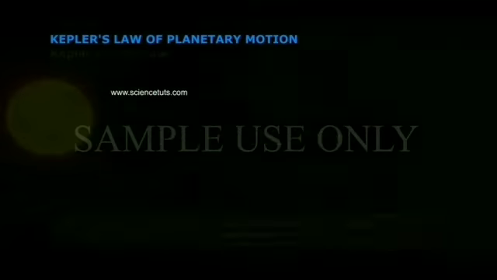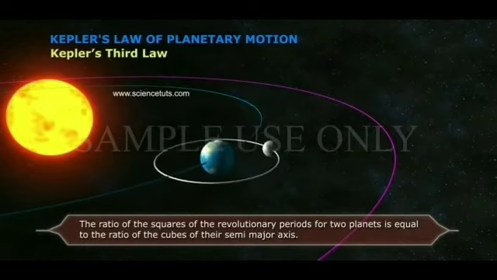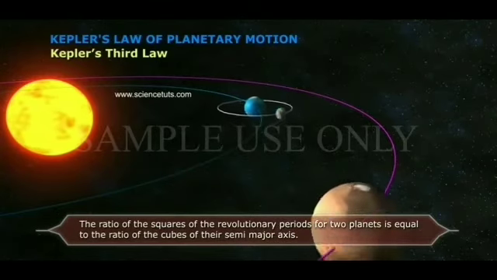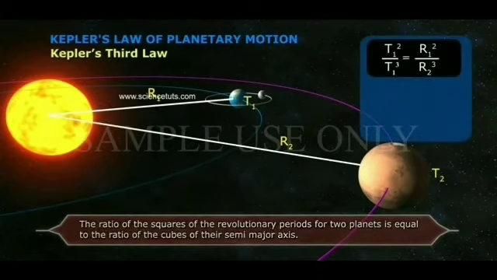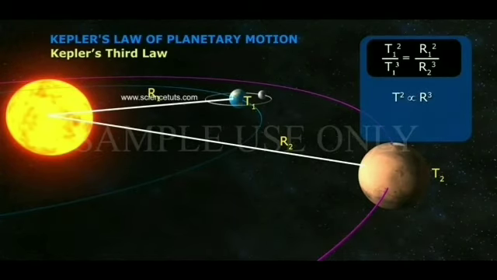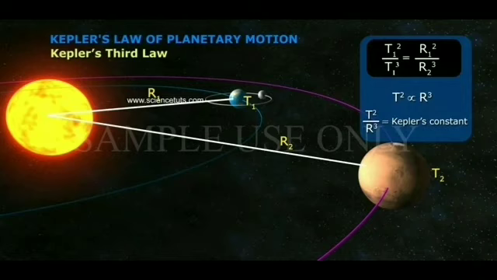Kepler's third law: the ratio of the squares of the revolutionary periods for two planets is equal to the ratio of the cubes of their semi-major axes. T squared is directly proportional to R cubed. So, T squared over R cubed is equal to Kepler's constant.